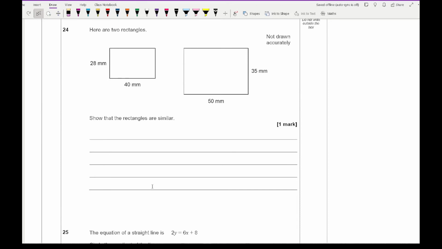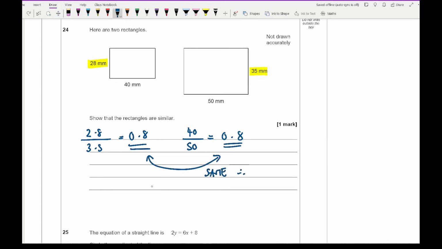Moving on to question 24, it says here are two rectangles, and it says show that the two rectangles are similar. Now, if they are similar, then the scale factor of each of these corresponding sides should be the same scale factor. So if we divide the two heights, let's say, of these shapes, so here we've got 2.8 divided by 3.5, or the other way around, and then we just work that out on my calculator. So 2.8 divided by 3.5 gives me an answer of 0.8. I then do the same. So here I've got the smaller shape, which is 4, over the longer length, which is 5, so 4 over 5, and that also equals 0.8. So as you can see, as these two numbers are the same, therefore the rectangles are similar.